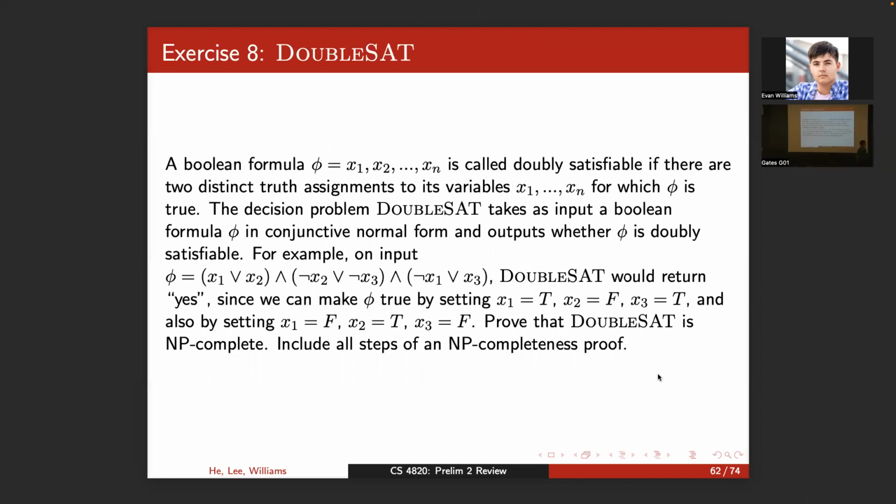Okay, cool. So here we have a problem called double sat. We have a Boolean formula phi. The notation is a little weird. Basically, it's a function of those literals, or variables. It's not necessarily x1 comma all the way up to xn.